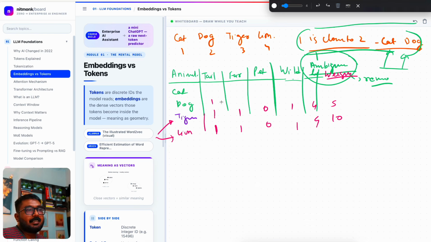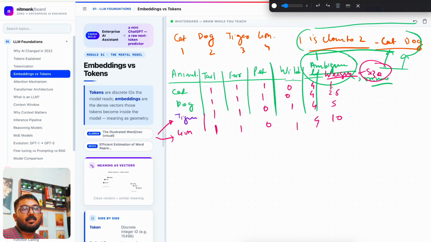I'll go with dog. Dog has a tail, dog has fur, dog is a pet, dog is wild, no, dog has 4 legs, yes. Is dog smaller than tiger? Yes. How much smaller? Most probably I can do 2.5, right? But still 2.5 is bigger, so we can do 2, right? And if we go to cat, cat has a tail, cat has fur, cat is a pet, cat is not wild, cat has 4 legs, yes. What about the weight or size of the cat? Weight could be in terms of size, you can take it. And the weight of the cat is, let's say, 1, for example.